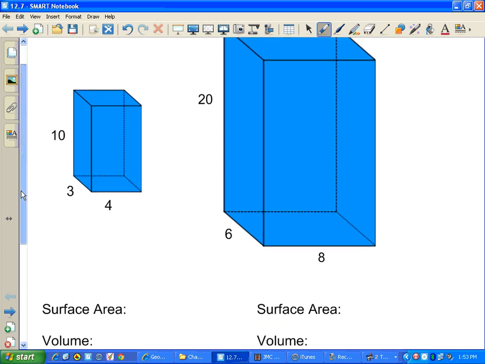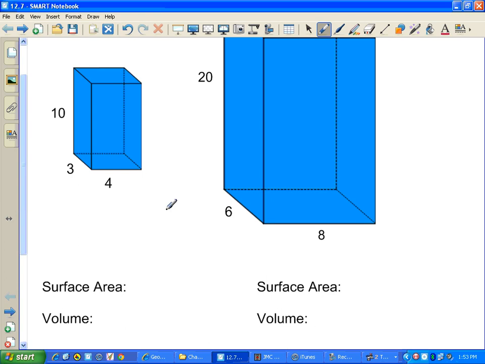Okay, let's start by finding the surface area and volume of each of these. The small one here, surface area, I'm going to have two rectangles, this one and the back one, that are going to be 4 by 10, so that's 40. 40 and 40 is 80. I'm going to have two that are 3 by 10, 30 and 30 is 60. And then I'm going to have two bases, top and bottom, they're both 12, so that's a total of 24. So I'm going to get a total of 164 for my surface area.